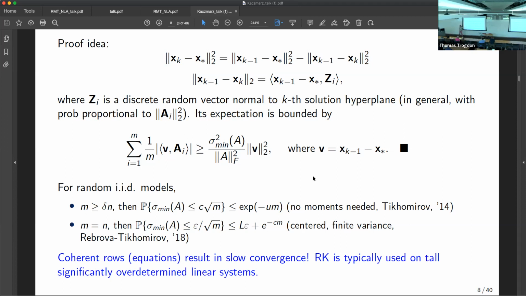You can also see there, and I put here non-asymptotic random matrix theory results because this is where I came from, but you can see the same from Marchenko-Pastur. I'm sure you can see the same from asymptotic laws. There is nothing particular why I'm writing this with high probability. This is because that's my background. This just captures the intuition: coherent rows with small angles result in slow convergence. And typically we want to use it in significantly overdetermined systems.